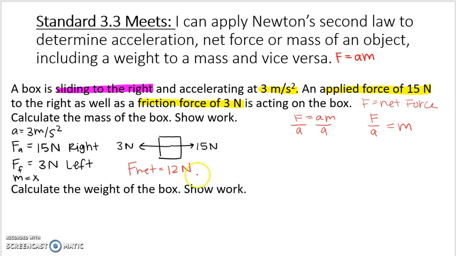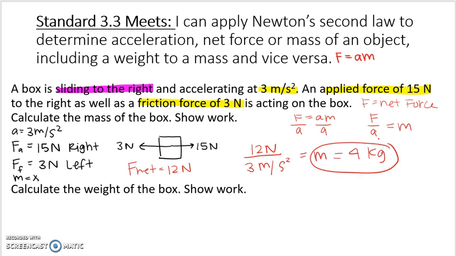Now, this F net is the number I want to plug in to solve for my mass. So let's do that. 12 newtons divided by 3 meters per second squared is equal to m. m is equal to 4. Remember that our masses always come in kilograms. Now that I've solved for my kilograms, I can solve the second part of the problem. The second part of the problem asks for weight.